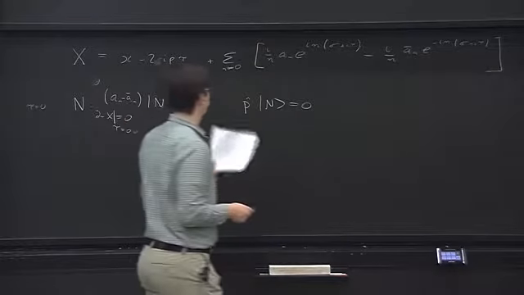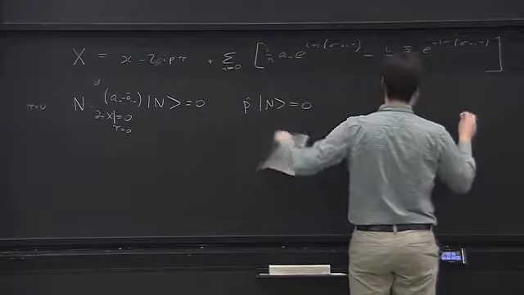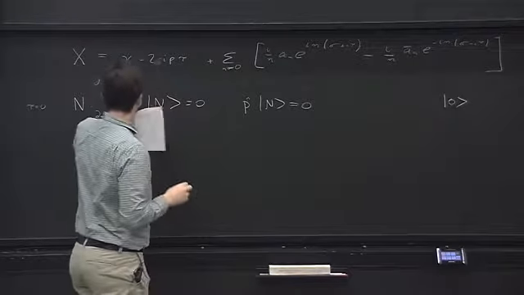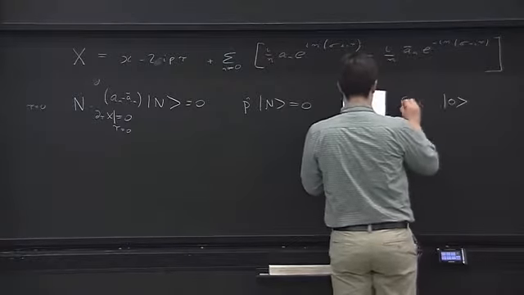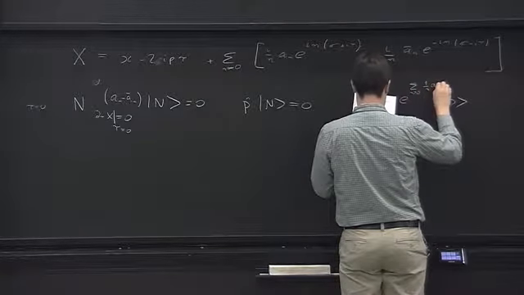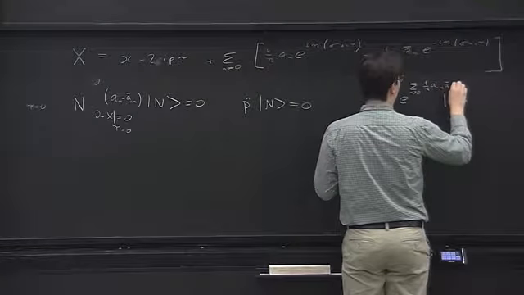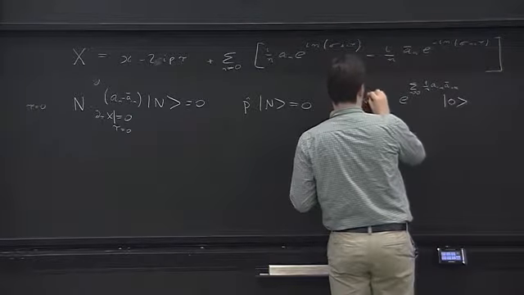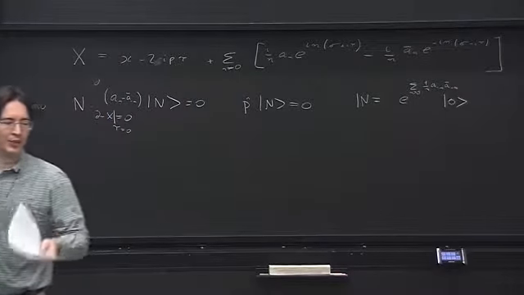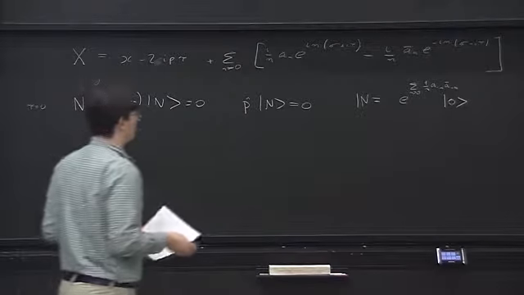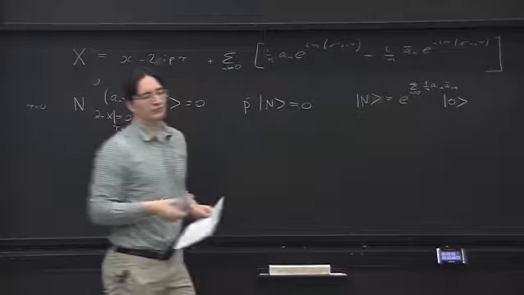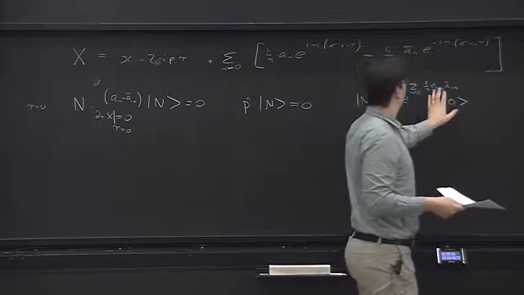So how do we solve these constraints? Well, first of all, to solve this one, we build our state out of the vacuum. And to satisfy this constraint, we just need something like that. So this is the state which is created by a Neumann boundary condition. It's a state which has no momentum, and it contains all sorts of oscillators.